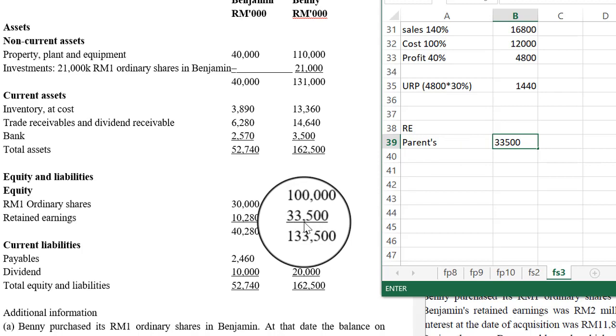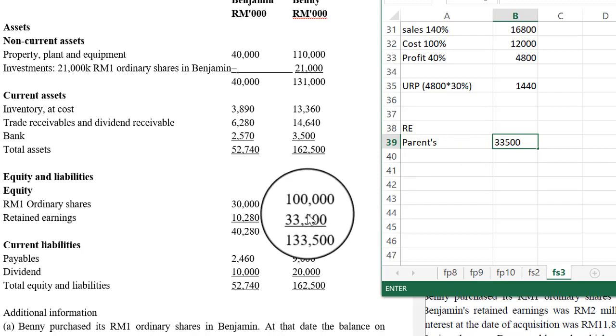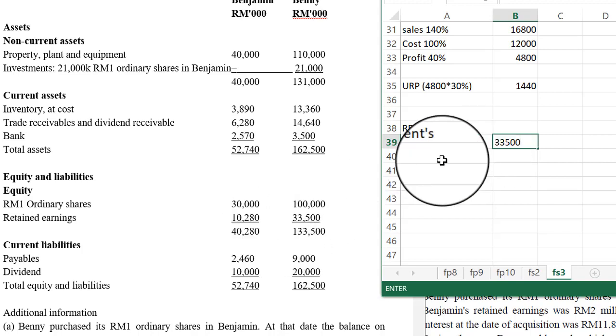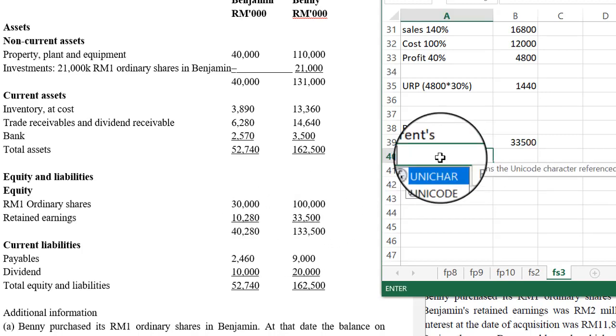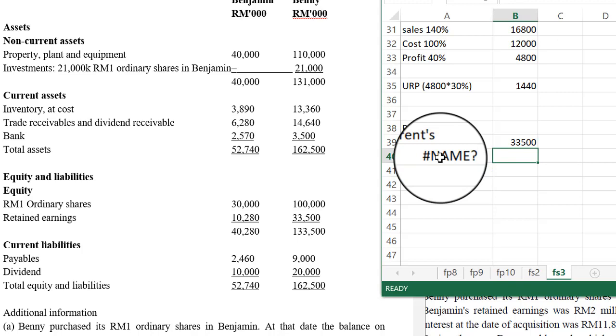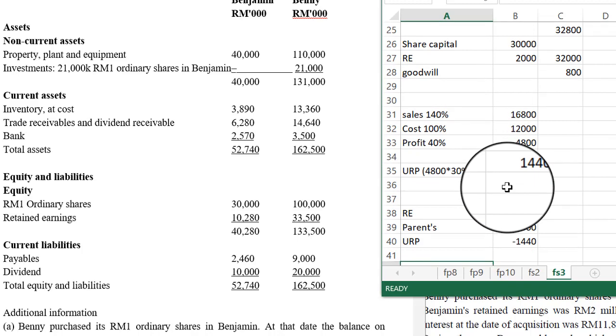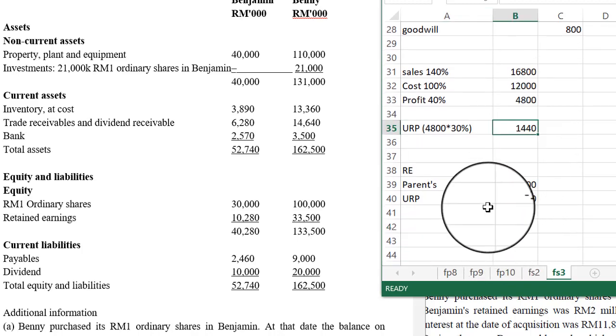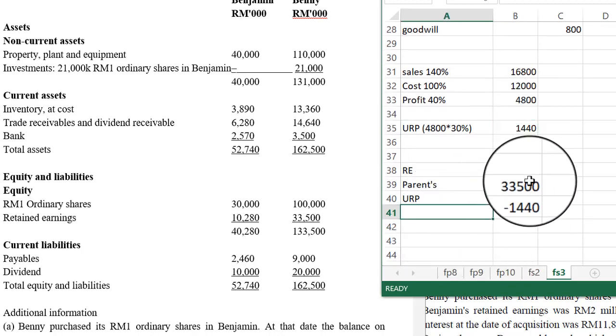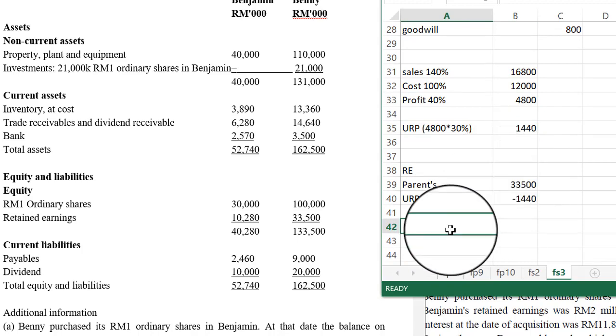33,500. You look at here, 33,500, and then you have to minus off the unrealized profit. Unrealized profit, so it's this one, 1,440. Just now we have calculated. We are not too sure where the unrealized profit is actually here, 1,440. Okay. Then this is your profit for the parent.